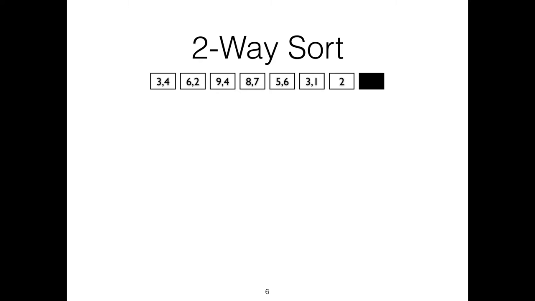So I've got a bunch of data buffers here, and I'd like to take all of these buffers and generate one big sorted list. Now, the math works out a little bit more nicely if you have a power of two. So I have this little black box here that would represent an empty page.